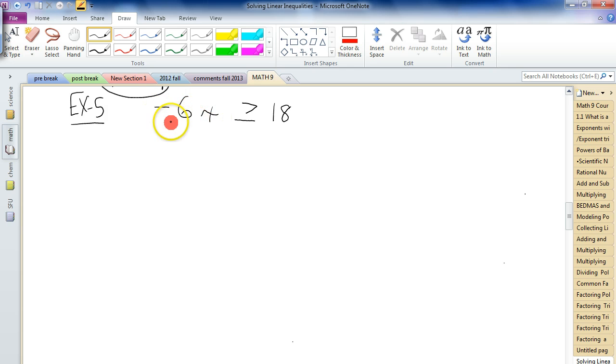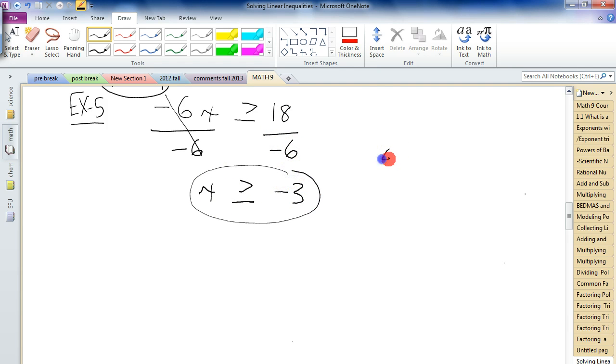Negative 6 times x, we get rid of it by dividing by negative 6. Dividing by negative 6. The negative 6's are gone. Now you're left with x is greater than or equal to 18 divided by negative 6, negative 3. That's our solved inequality. Then we graph it.